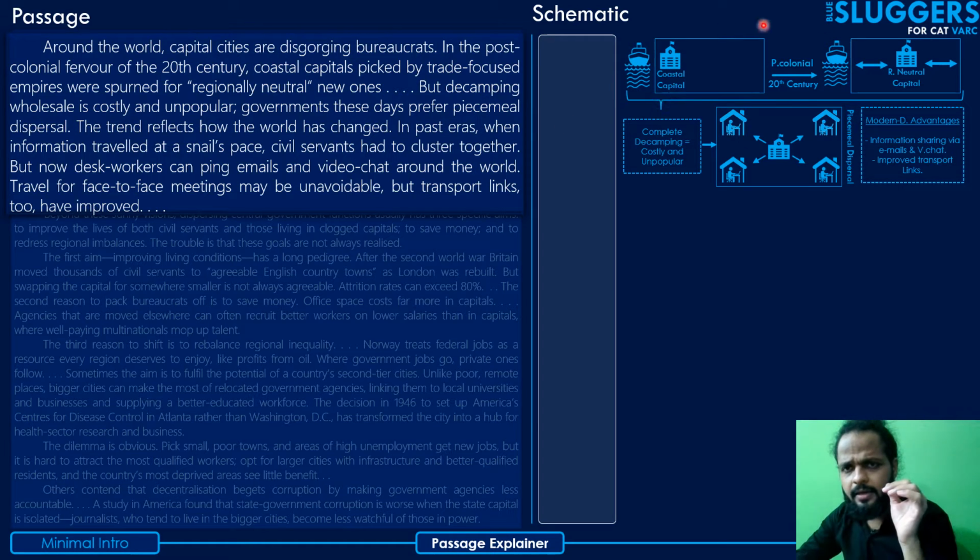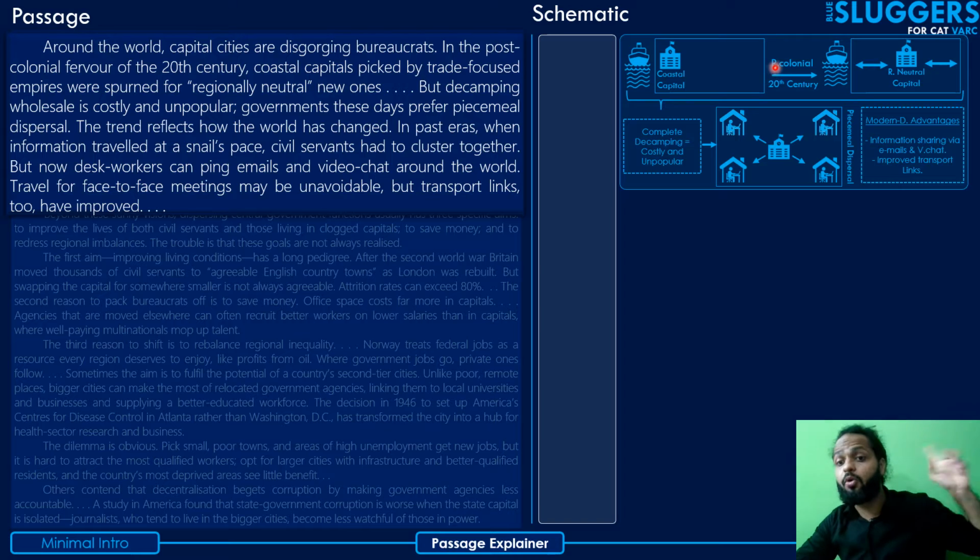He says that this complete decamping or changing of capitals from one place to another is very costly and very unpopular. And thus governments these days prefer piecemeal dispersal. This is something the governments had done in the post-colonial fervor of the 20th century. Now what they do is go for piecemeal dispersal. That means they disperse just some parts of their capital to different parts of the nation. Now they don't displace the whole capital, they just displace some parts of it.